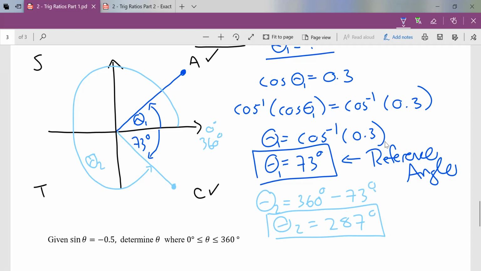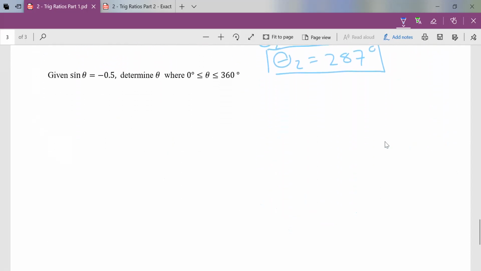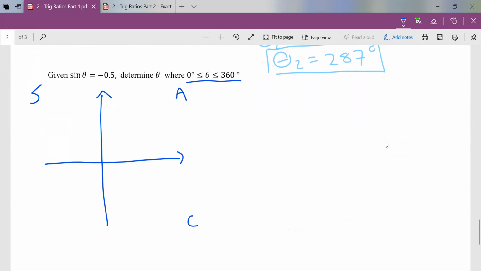Let's look at the last example. Given sine is equal to negative 0.5, determine theta from 0 to 360. Okay, draw the Cartesian plane. CAST law that. This one tells us sine is negative. So I'm going to draw my triangles where sine is negative. Well, sine is positive in quadrants 1 and 2, so I know it's going to be negative in quadrants 3 and 4. And I could draw the triangle, but I'm just not going to. So there's one, there's the other.